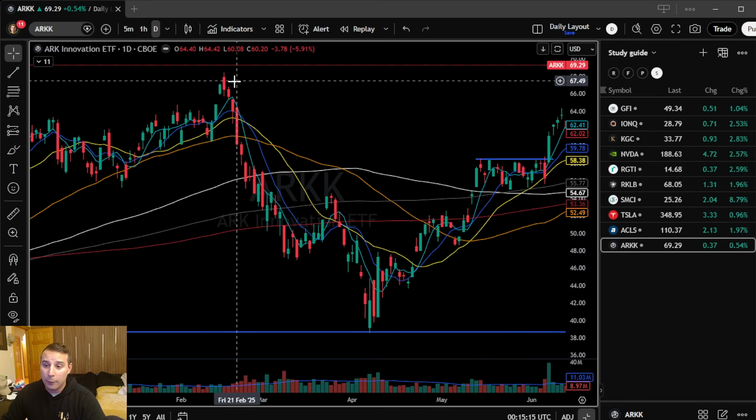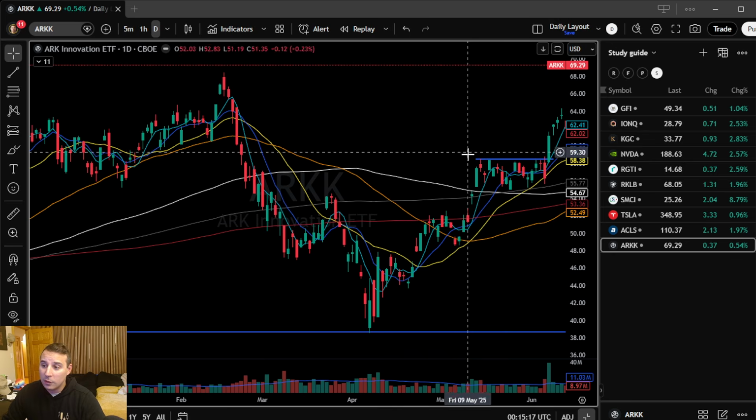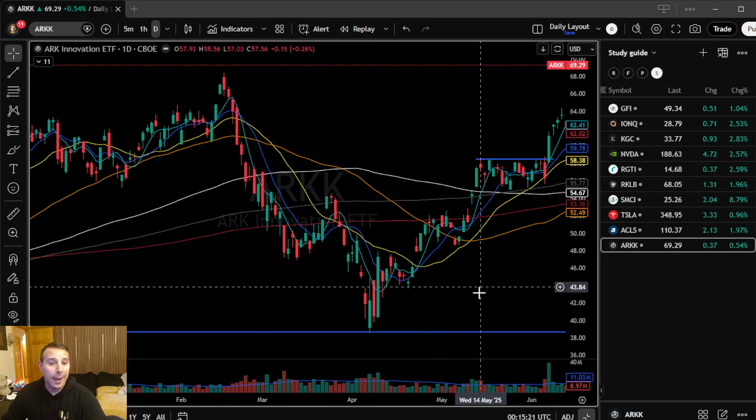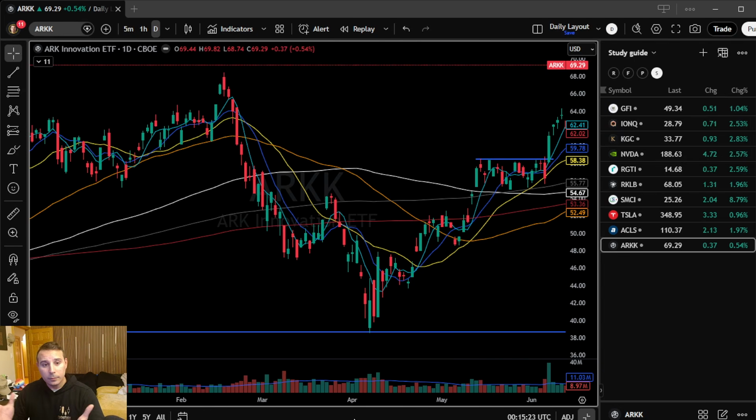If you had this, but then this consolidation took place up here in the 60s, it would be a cup and a handle. So again, just very slight nuances in the setup, but how do you enter? Fairly similar, a break of that horizontal pivot. How much do you size? You size properly, 10 to 15 to 20% of your portfolio, depending on how quickly any one particular ETF or stock might move. And then why do you go and buy it?